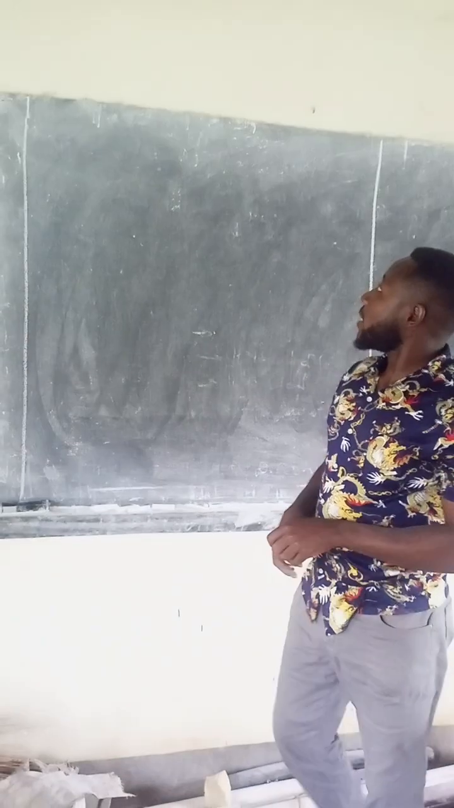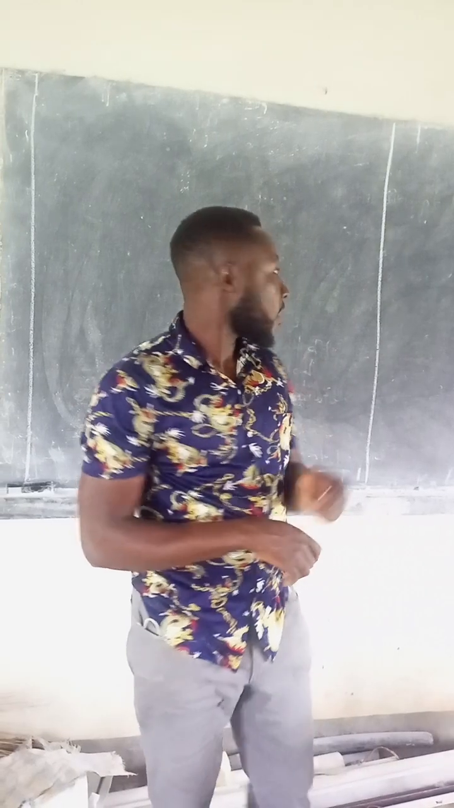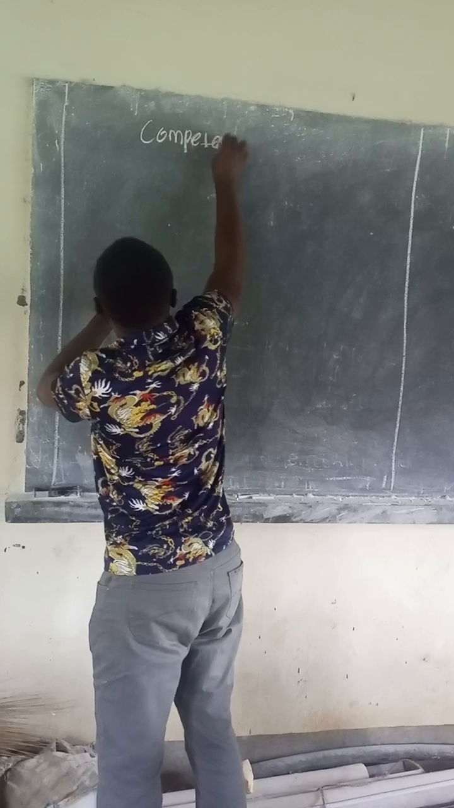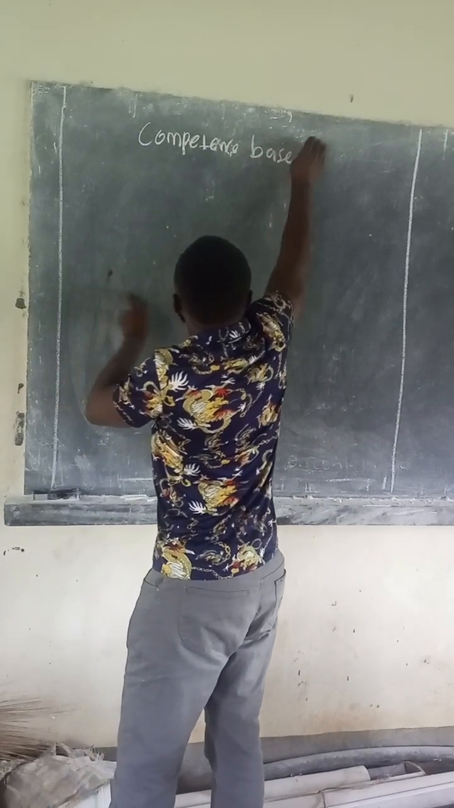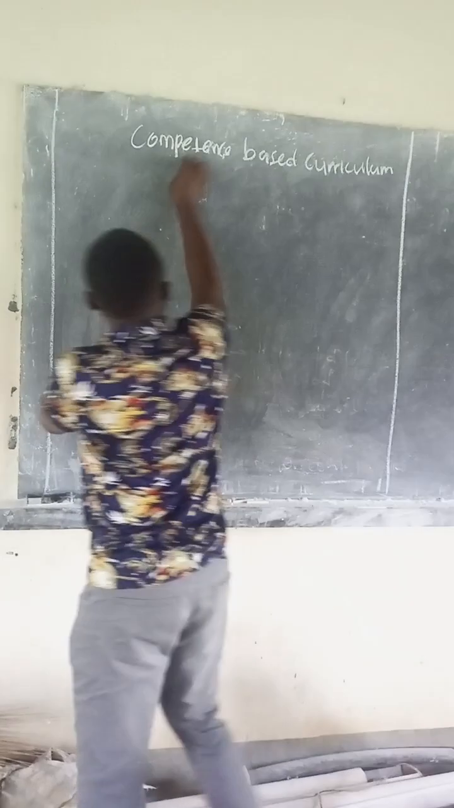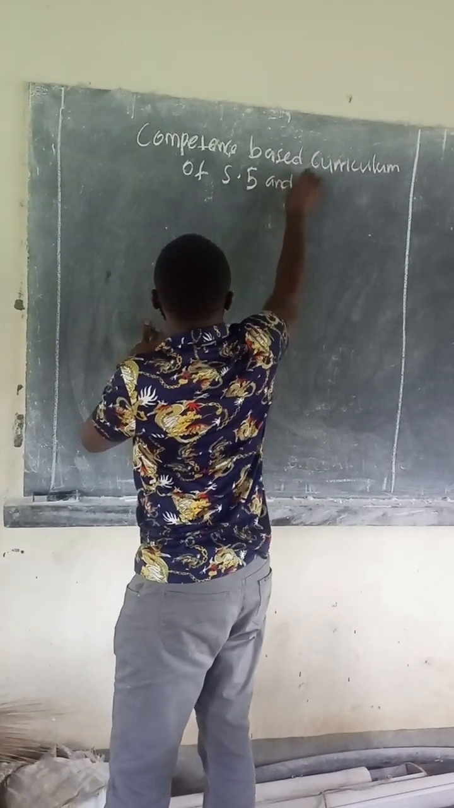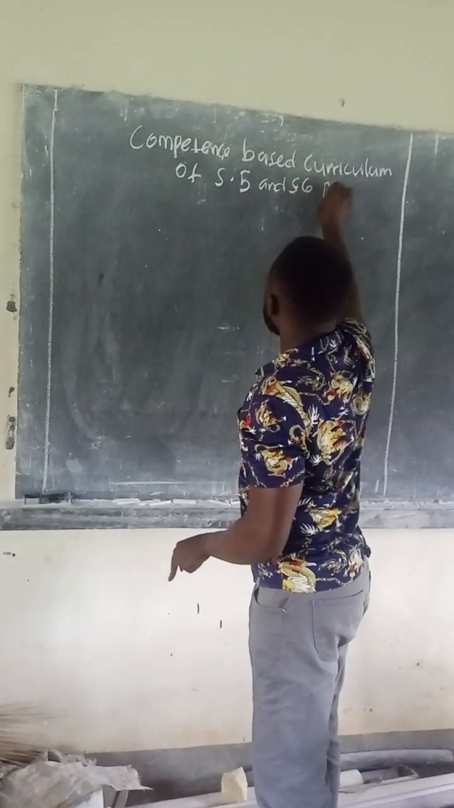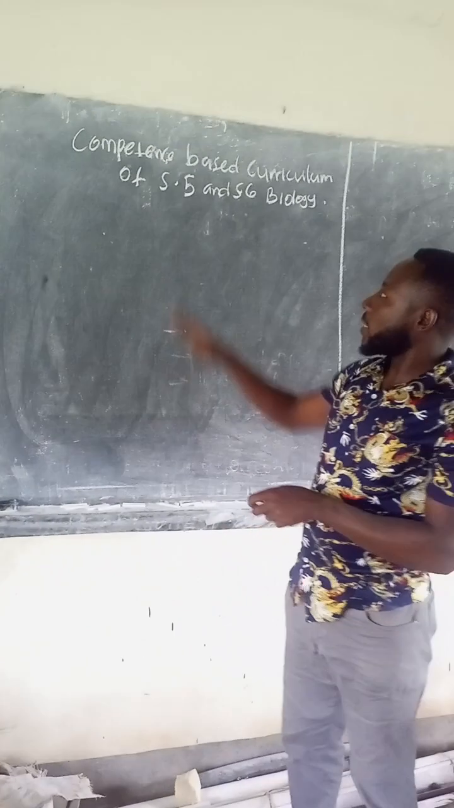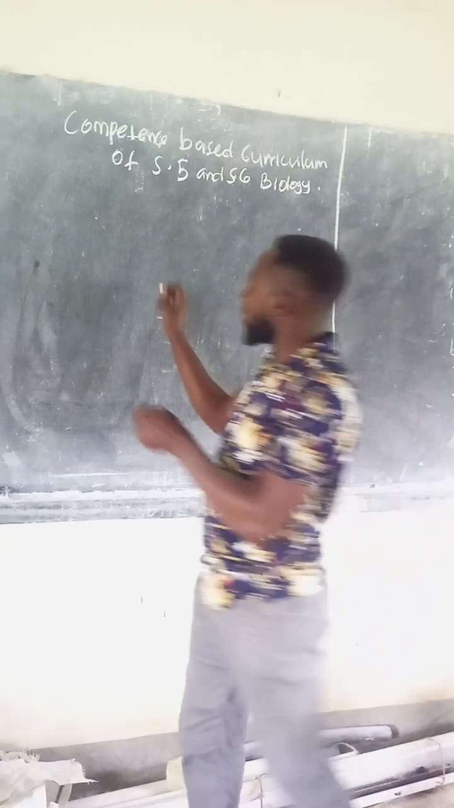So this is the master brain at Kitumbi SES, and I'm taking you through the competency-based curriculum of senior 5 and senior 6 biology. So in this competence-based curriculum, we are going to start with our topic, which is cell biology.